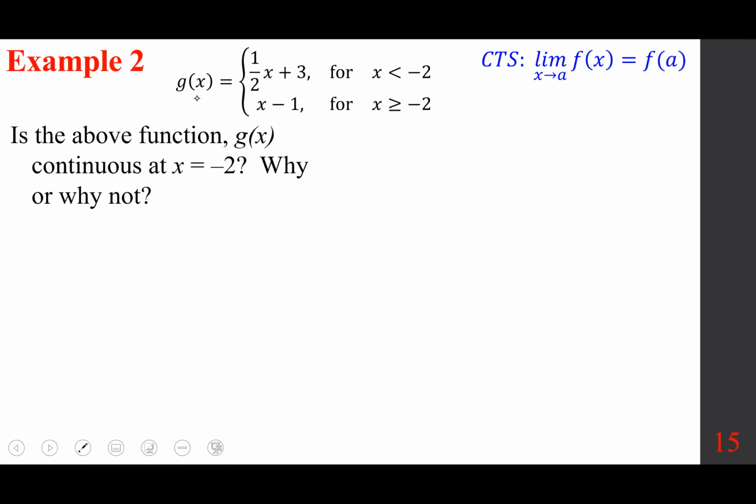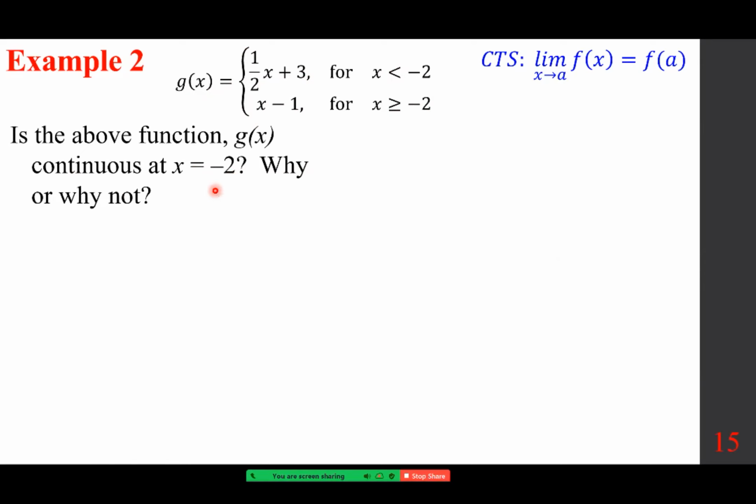Here's a piecewise defined function. G of x is 1/2 x plus 3 when x is less than -2, and it's x minus 1 when x is larger than or equal to -2. Is the above function continuous at x equals -2? Why or why not? Notice they are not asking for any other point.